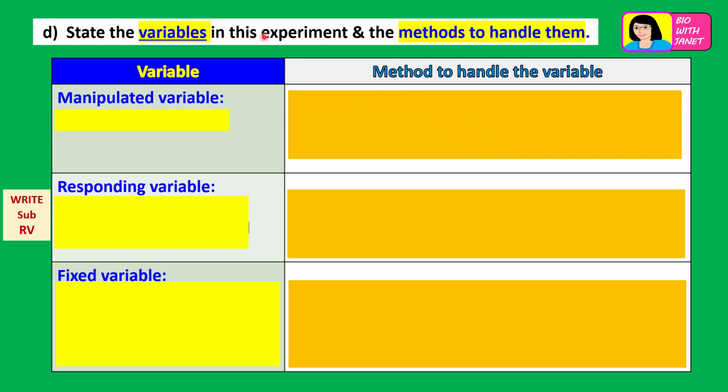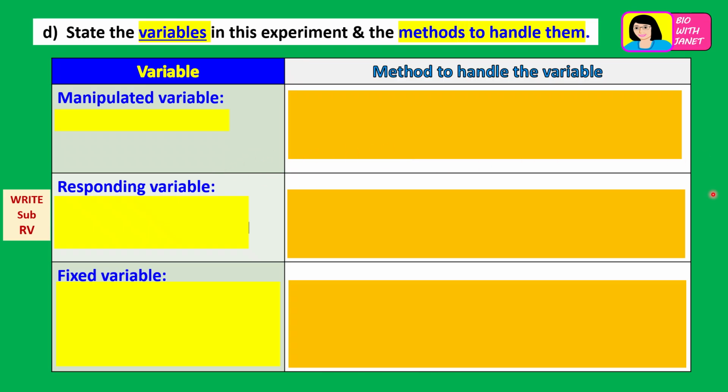In the exam, you'll be tested on the variables. You'll be asked to state the MV, RV or FV, and also maybe the method to handle the variables. Maybe not all the variables will be tested, but one or two of them. So state the variables in this experiment and the method to handle them. You can try out this part first by filling in your own table, and then we'll look at the answers.